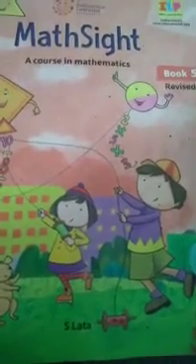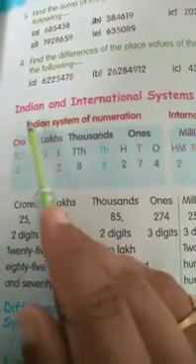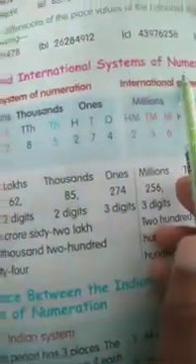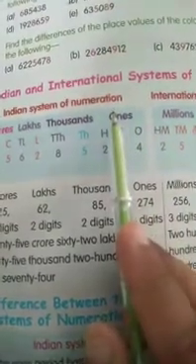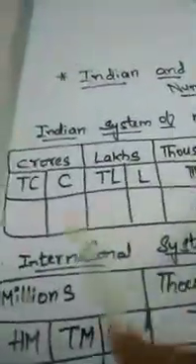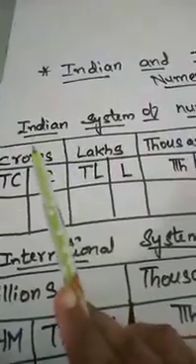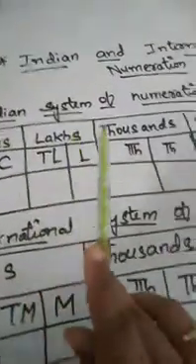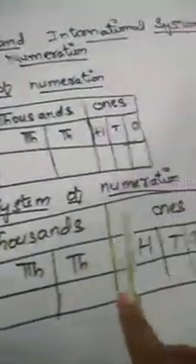In today's video, let us learn the topic Indian and International Systems of Numeration. This is chapter 1, page number 11. So let's get started. First, let us learn the Indian system of numeration. Next, the international system of numeration.